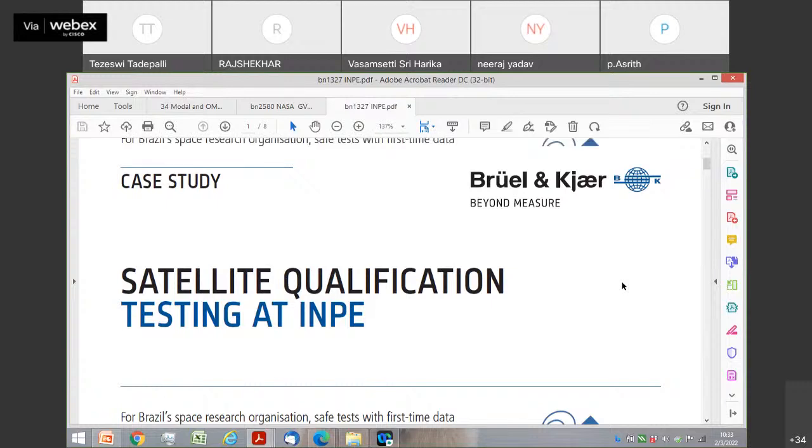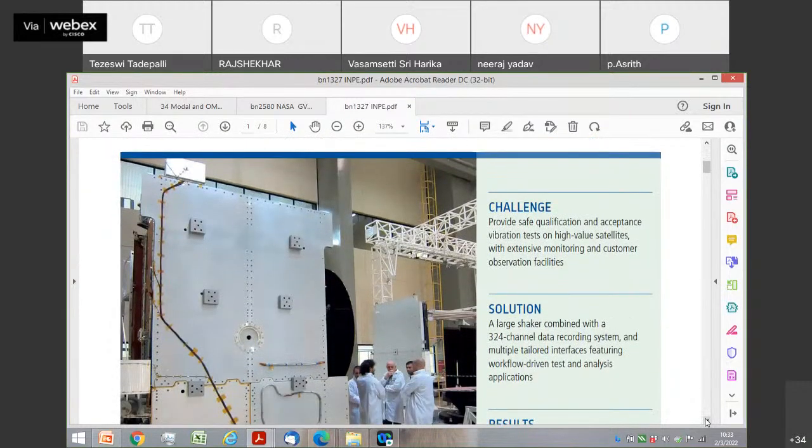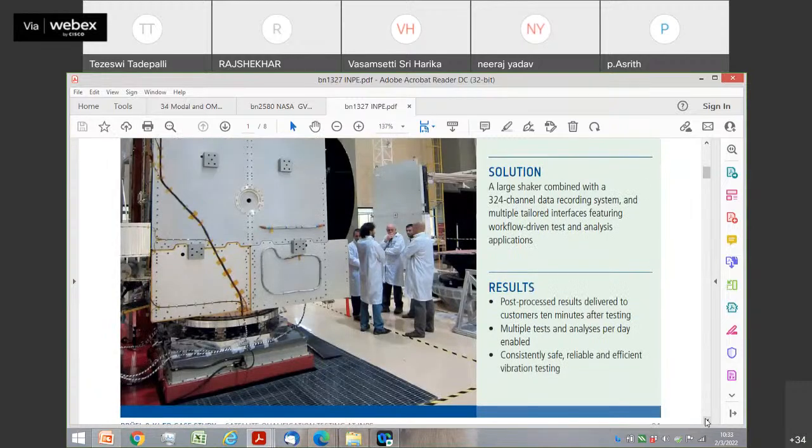This is in Brazil. Again, very large satellites, 324 channel systems are doing measurements. Again, similar systems are in India, in ISRO, SAC, SHAR.